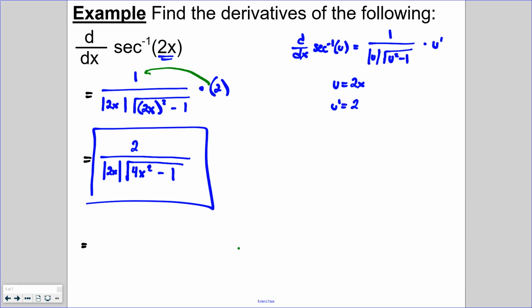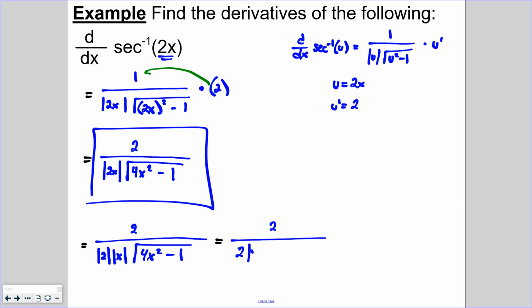Because we're going to leave the top as 2, but this absolute value of 2x in the denominator, well, I can rewrite that as the absolute value of 2 times the absolute value of x times the square root of 4x squared minus 1. All right, cool. How does that really help us? Well, the absolute value of 2 is just going to be 2. So therefore, we're going to get 2 times the absolute value of x times the square root of 4x squared minus 1. And this gives us a factor of 2 in the numerator, a factor of 2 in the denominator, so those will cancel out, giving us a simplified version of 1 over the absolute value of x times the square root of 4x squared minus 1.